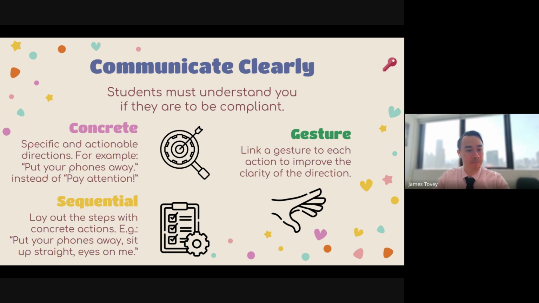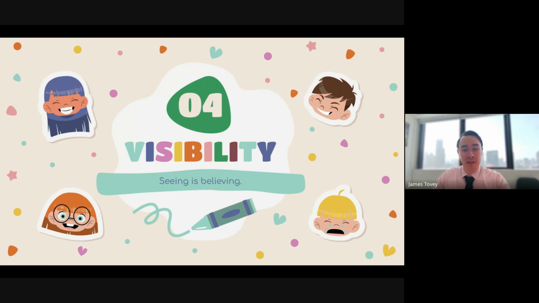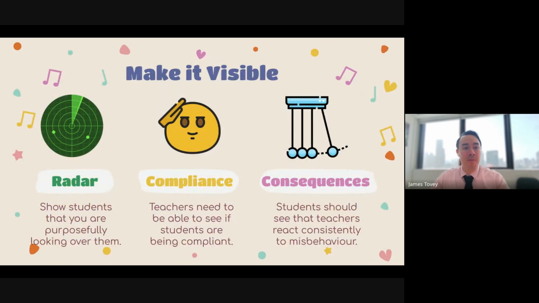Okay. So we talk about visibility now. So seeing is believing, and it's really important from a lot of different perspectives, and we'll look into that now. Make it visible. So radar. A lot of this section has actually come from the Teach Like a Champion book. If you've read that, if you haven't, it's a really good resource. And sometimes you read a bunch of different techniques, but then you forget them again. So it's worth rereading, even if you haven't already read it before.